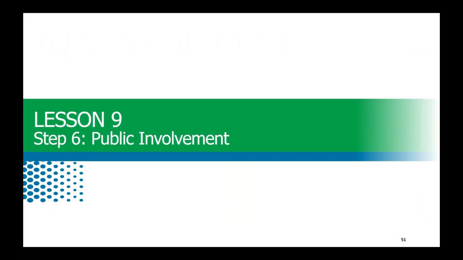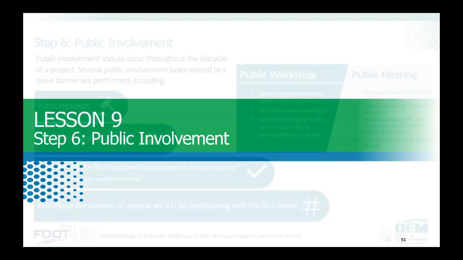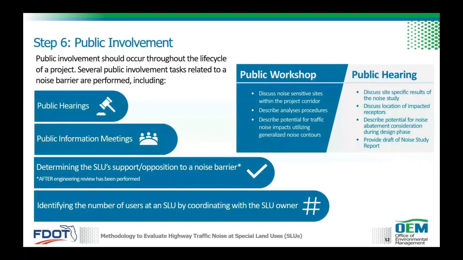Now let's take a look at public involvement, step 6. Public involvement should occur throughout the life cycle of a project. Several public involvement tasks related to a noise barrier are performed, including public hearings, public information meetings, determining the special land use support or opposition to a noise barrier, and identifying the number of users at a special land use by coordinating with the special land use property owner.